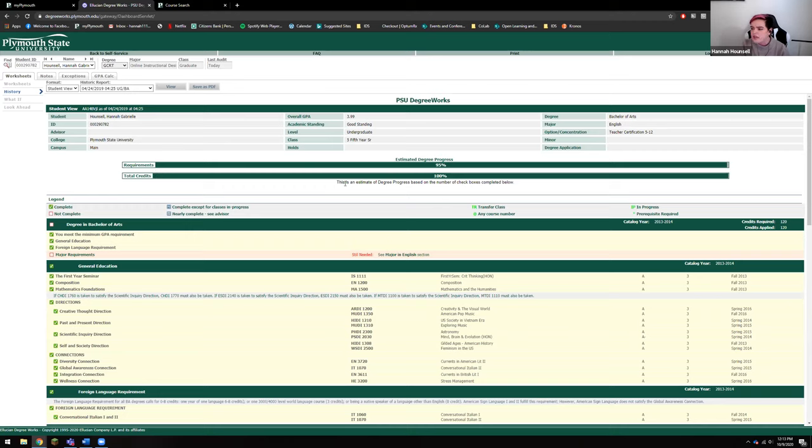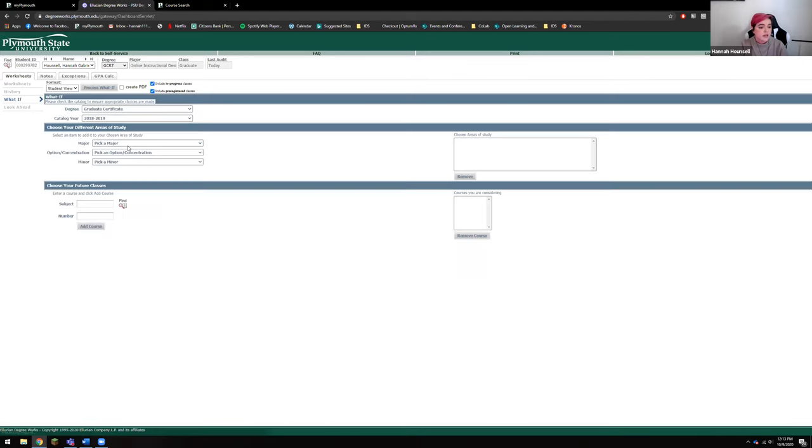Let's see, other things that I wanted to go over. Very quickly before I move on to the rest of the DegreeWorks, there are a couple different things of note on this left-hand side here, which is the What If, particularly. If a student comes to you and they'd like to know what it might look like if they decided to change their catalog year or change their major or concentration option or minor, you can select that from a drop-down menu here, and you can actually show them what it might look like if they decided to change their major.